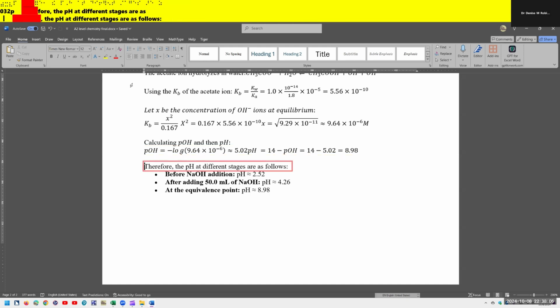Control down arrow. Therefore, the pH at different stages are as follows. Here we go. Control down arrow. Level 1. Bullet before NaOH addition. pH almost equal to 2.52. And control down arrow. Bullet after adding 50.0 ml of NaOH. pH almost equal to 4.26. And last but not least, control down arrow. Bullet at the equivalence point. pH almost equal to 8.98.